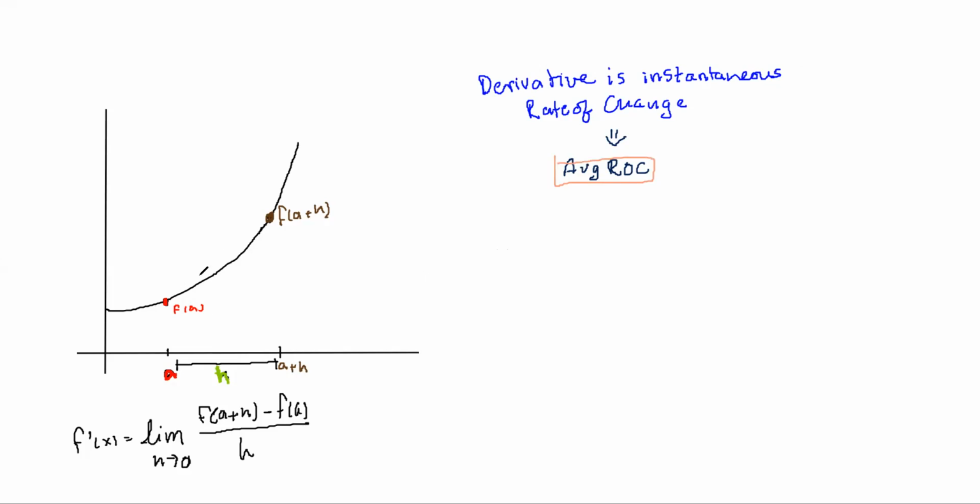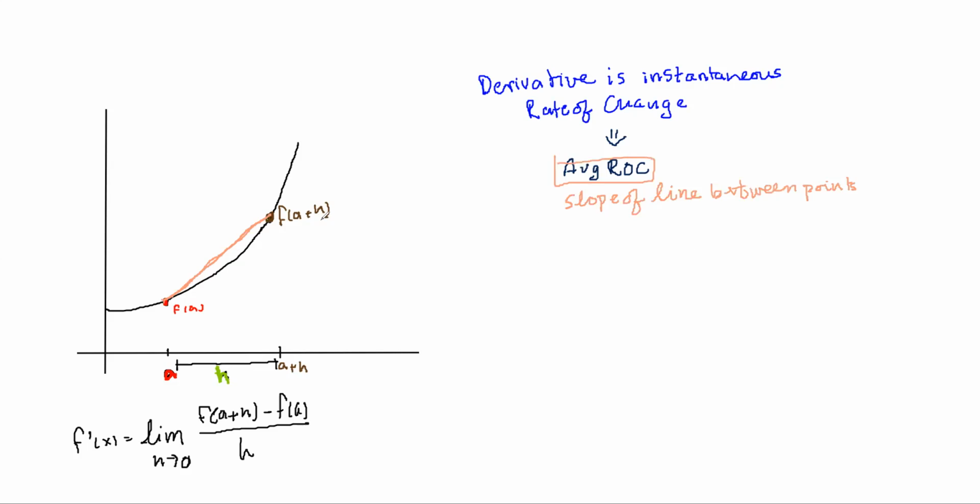The average rate of change between 2 points you can find out just by drawing a line between them. And then the average rate of change is this slope. You follow me so far?